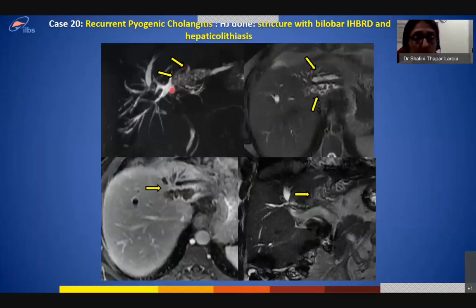But since you're seeing a particular long segment with multiple filled calculi, see this on the T2 sequence, you will see these dark calculi within the dilated ducts. This area has been strictured. On the contrast study, we see that there is enhancement of the wall of these ducts. So there is associated cholangitis. So this patient has dilated ducts.